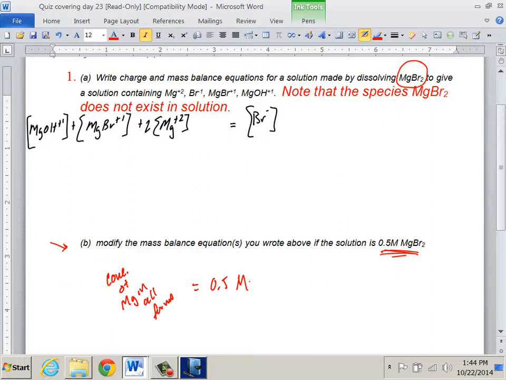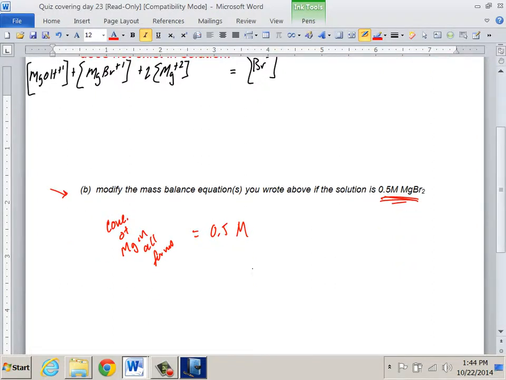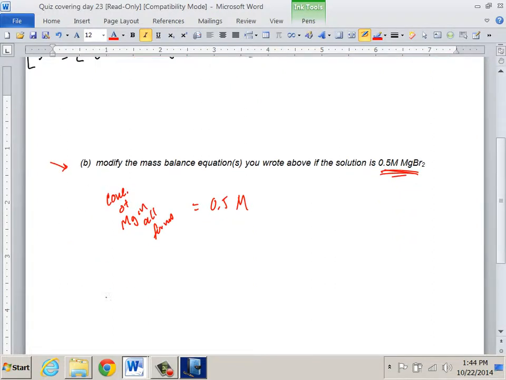What would it be? Ricky, what would be the other one? Concentration of bromine in all its forms is 1.0 molar. There you go. Concentration of Br in all forms is 1.0. How do you get the 1? The subscript. How do you get the 1?